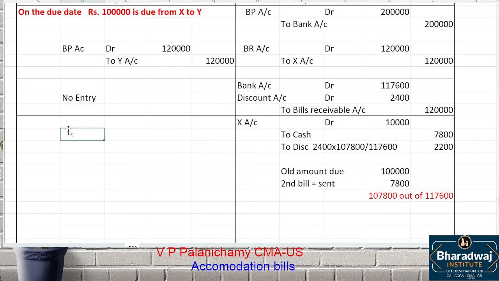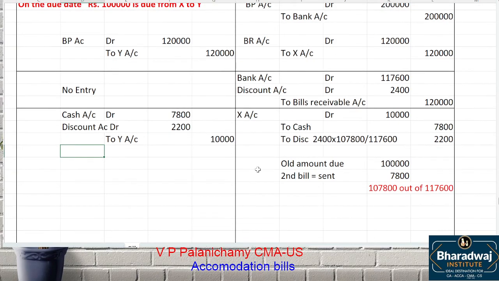He'll pass the entry: cash account debit 7,800, discount account debit, to Y account 10,000. So the final amount due: old amount 1 lakh plus 7,800 cash plus 2,200 discount. So totally 1 lakh 10,000 is due.